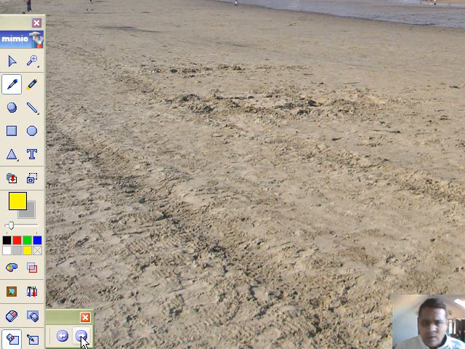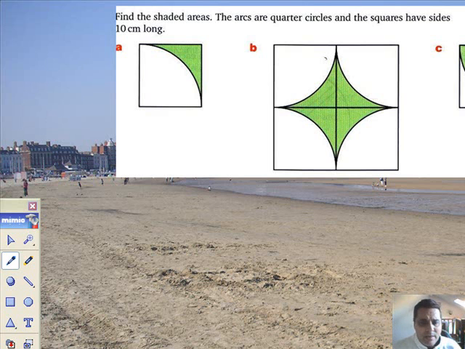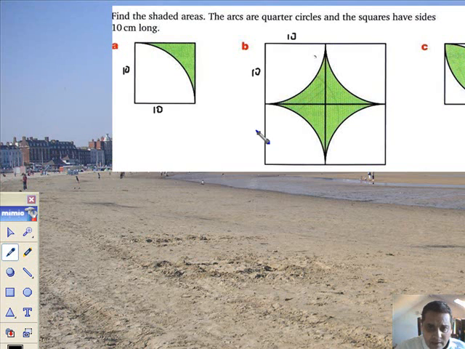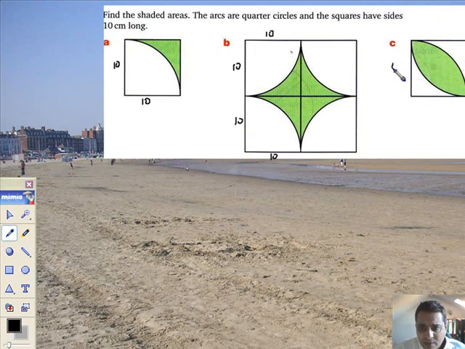Next little bit. Tricky. We're into A star territory for some of these. A little bit tricky. A is dead easy. This is question 7: find the shaded areas. The arcs are quarter circles, so that's a quarter of a circle, and that's a quarter of a circle, and the squares have sides of 10 centimetres. So all of these are 10s, so the radius is 10. The whole thing isn't 10, each little bit is drawn as a square 10 by 10, and of course that's a 10 by 10 as well.